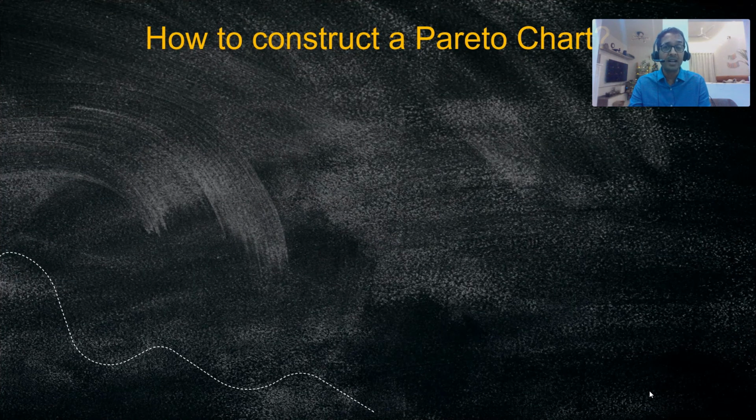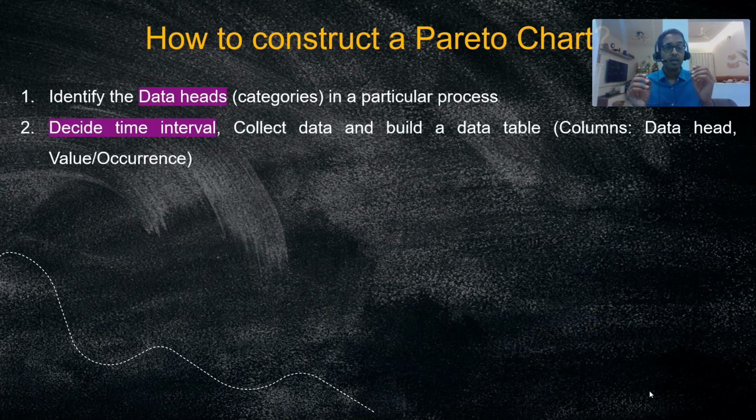First, I will explain the steps to you, but as I've told you, sometimes it may be a little bit confusing. After I explain how to construct, I'll also pick up an example and show you exactly in a spreadsheet how you can construct a Pareto chart. Step number one, you need to identify the data heads or categories in a particular process.